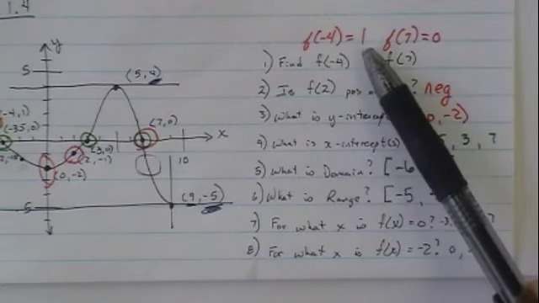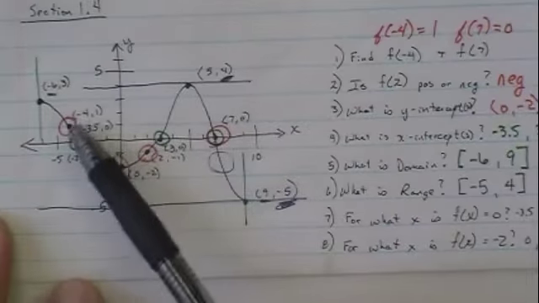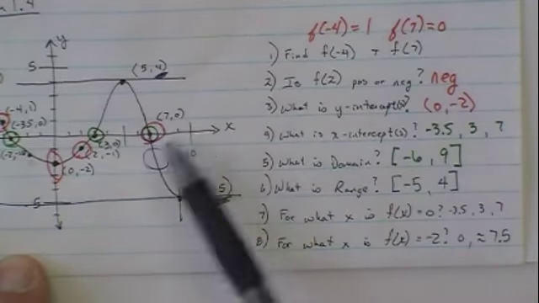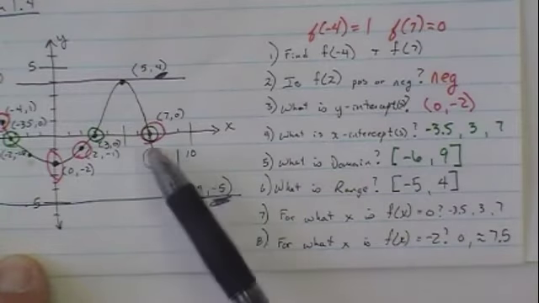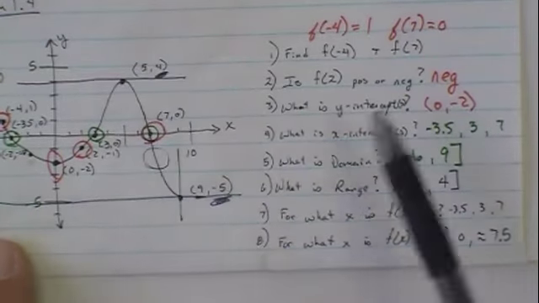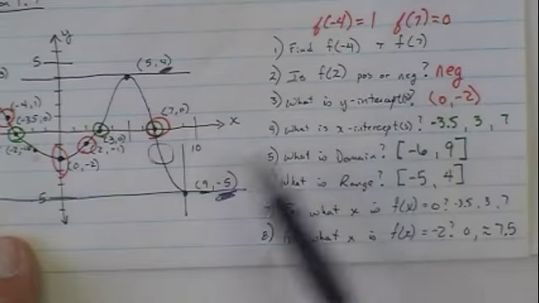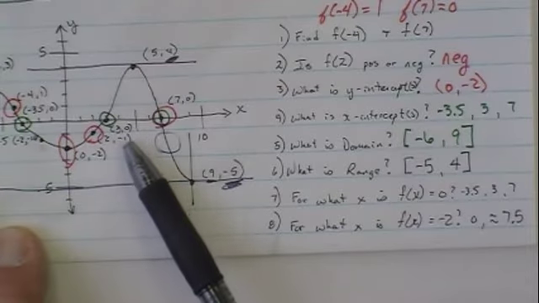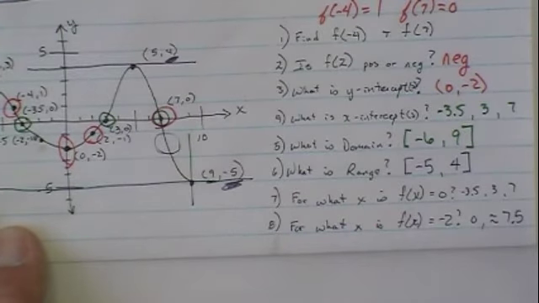So f of -4 is equal to 1, we're talking about that point right here, and f of 7 equals 0. Talking about this point here where our x value is 7, that would be 0 for f of x. And is f of 2 positive or negative? That would be our point right here where f of 2, our x value is 2. It is a negative value. That's -1 for our y coordinate.